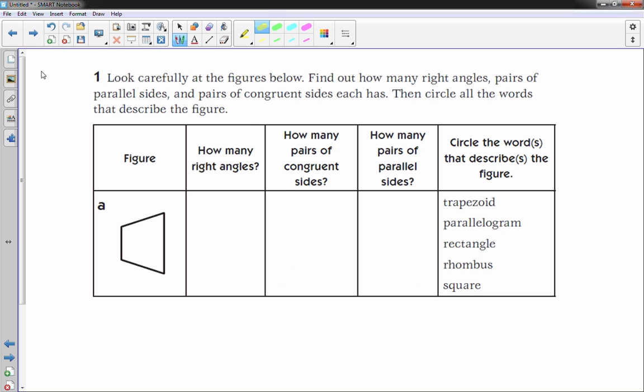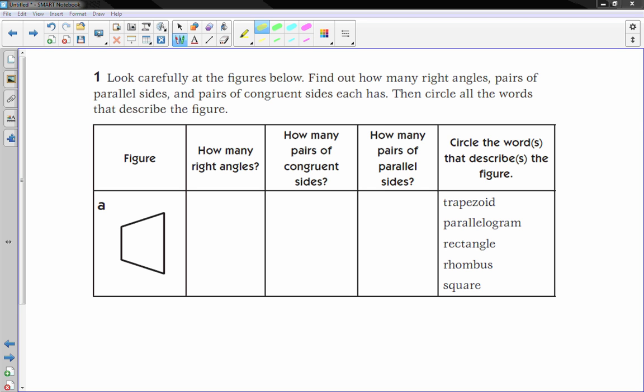So let's move on. In this worksheet that you've done once before, I'm giving you the opportunity to use it as practice just to get more comfortable with these different quadrilaterals. So number 1 says, look carefully at the figure below. Find out how many right angles, pairs of parallel sides, and pairs of congruent sides each has. Then circle all the words that describe the figure. Okay. Easy enough, I think.